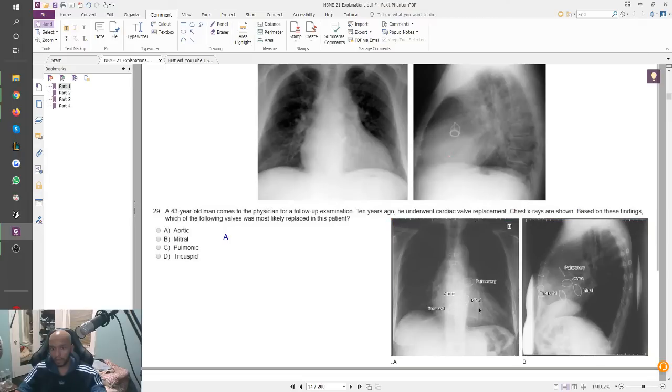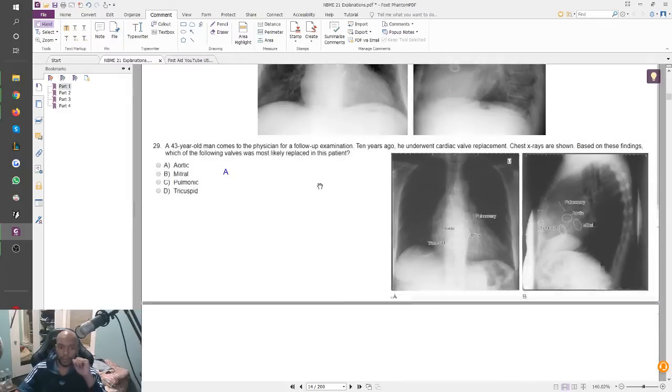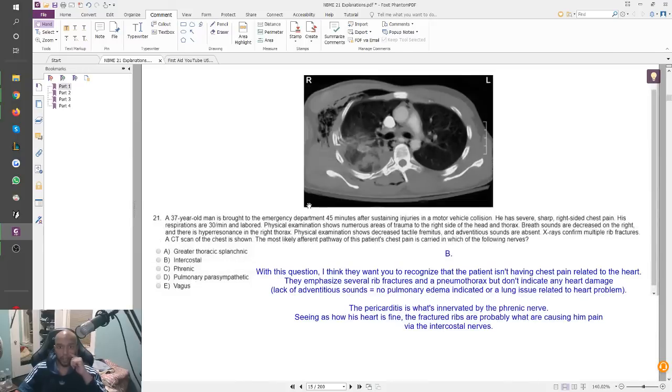Your aortic, pulmonary, tricuspid, right? How they all look like. But this one was very evident. This is definitely aortic. It's going in that direction. Okay, so nothing much more to talk about there.